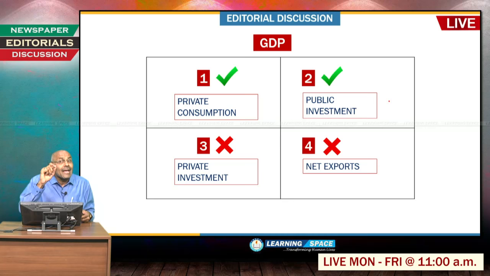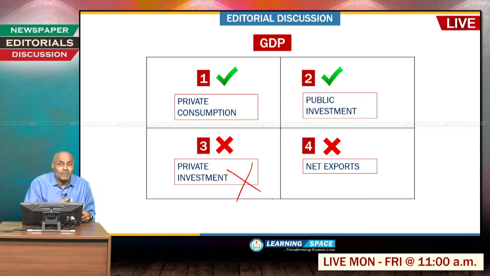First one is private consumption. Our population is quite huge, so there is no dearth of private consumption, it is quite satisfactory. Second one is public investment, or investment by the government sector. Public sector enterprises as well as government, their investments are to some extent satisfactory. But the biggest worry nowadays in the country is that private investment is not taking off. That is the biggest worry for GDP.